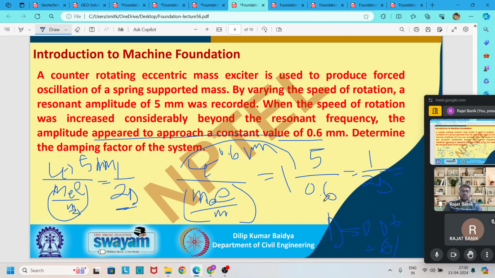So our answer is 6%. Our damping ratio is 6%. It is a very simple problem, so I think it is understood by everyone. So now moving to the next question.